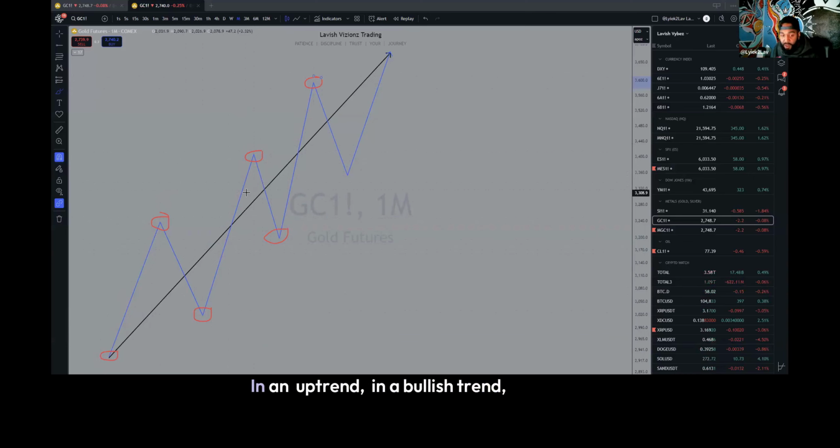In an uptrend, in a bullish trend, in a trend where we're going higher overall, the first word will always be higher. These points, you have two options. The first word's always going to be higher. The second word is always going to be high or low. That's what we have to figure out. So as we mark this, I'm going to call this a higher high.